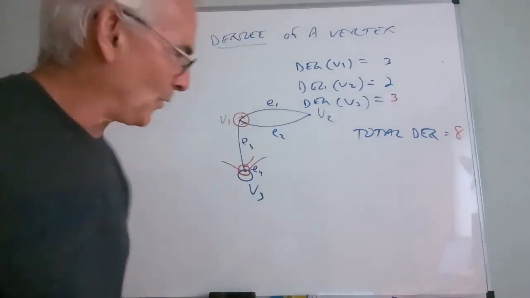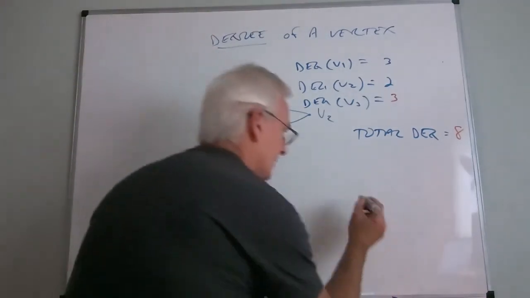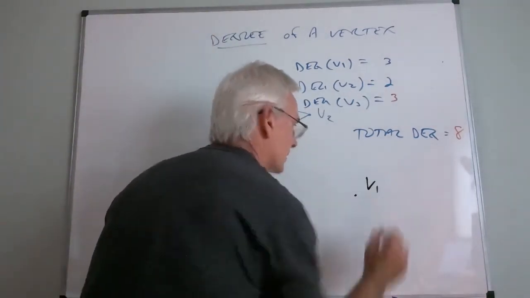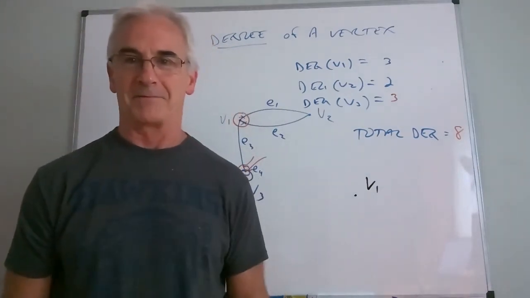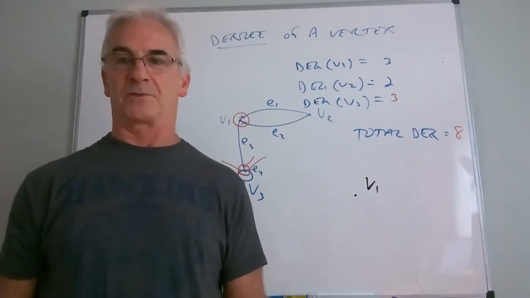Now, what would be the most boring graph? There's my graph, just the dot. What's the degree of this vertex?